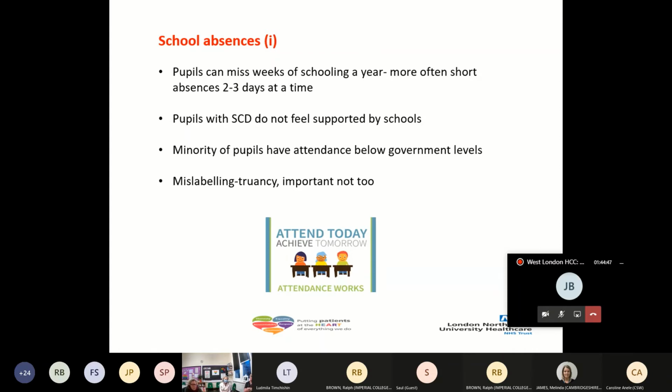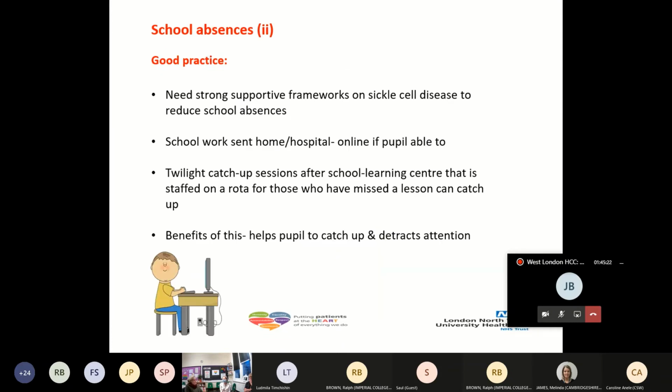Very few pupils have attendance levels that are below the government guidelines, and I'm very conscious that in senior school attendance is key. But some of these children will have lower attendance levels than other pupils because of their condition. It's really important that pupils with sickle cell disease are not mislabeled, so they're not seen as being truant or lazy or just can't be bothered. They're living with a chronic condition that is very variable and changes day to day. So it's really important that they're not mislabeled at all. Next slide, please. Thank you.